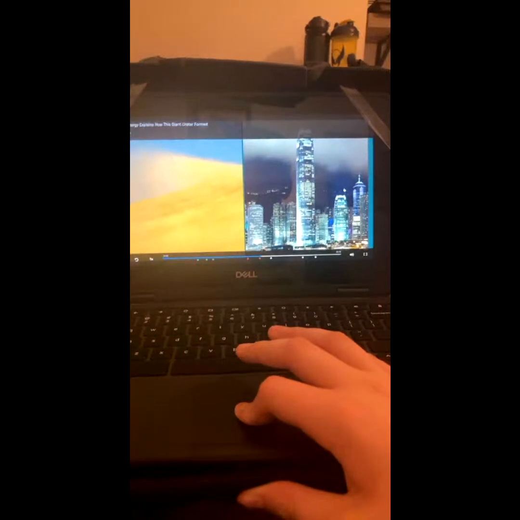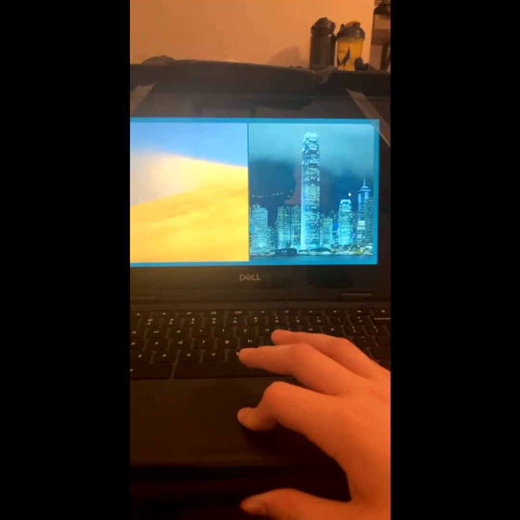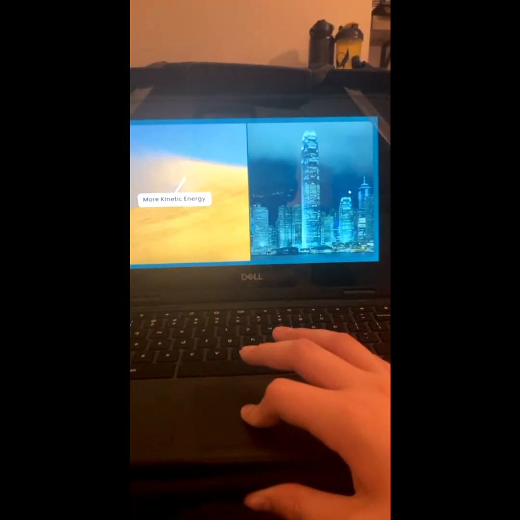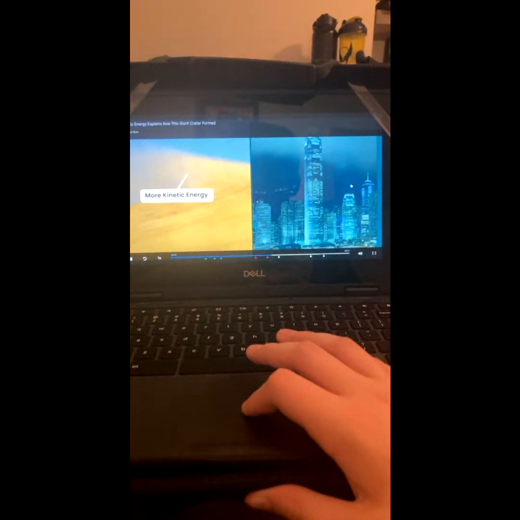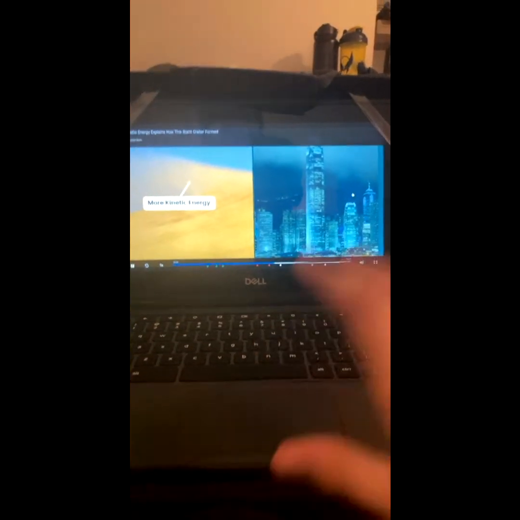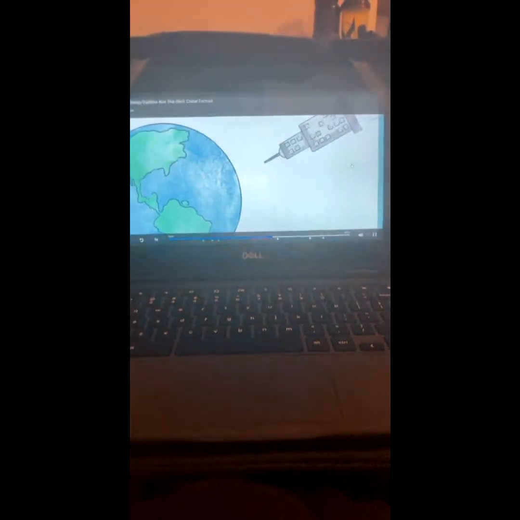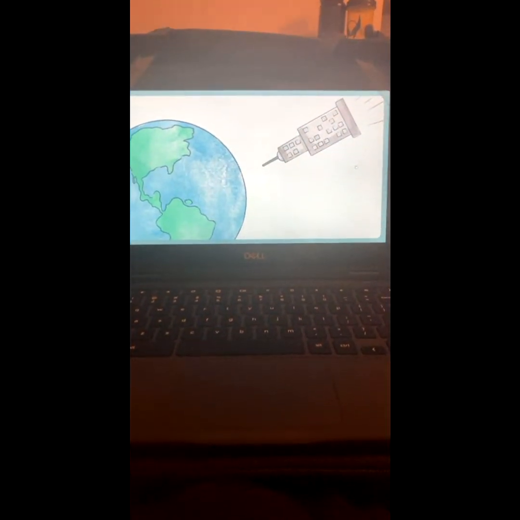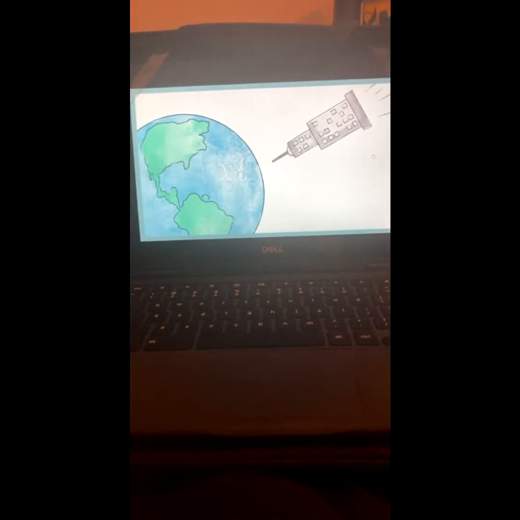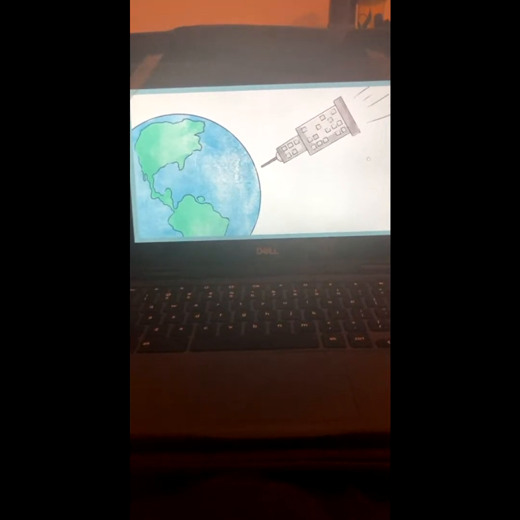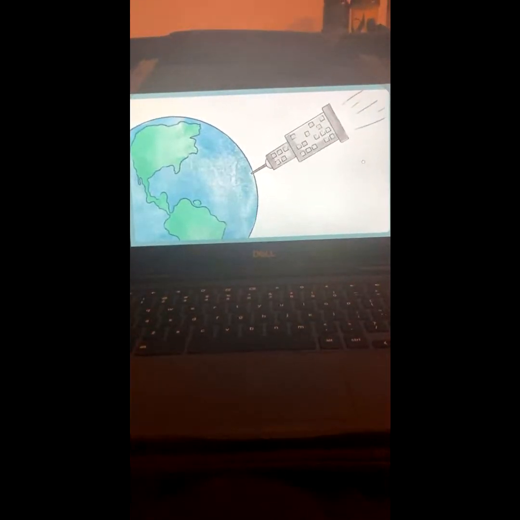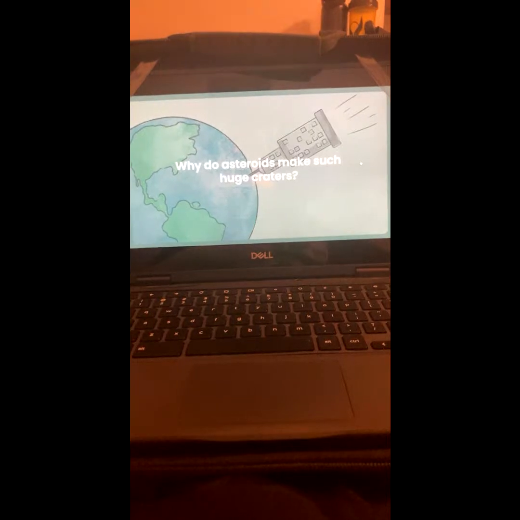Even though the skyscraper has way more mass, the other object has more kinetic energy. In fact, since it isn't moving, the skyscraper has no kinetic energy at all. But if something the size of a building were to fall to Earth from space, it would have an incredible amount of kinetic energy. And this is the key to our question. Why do asteroids make such huge craters?